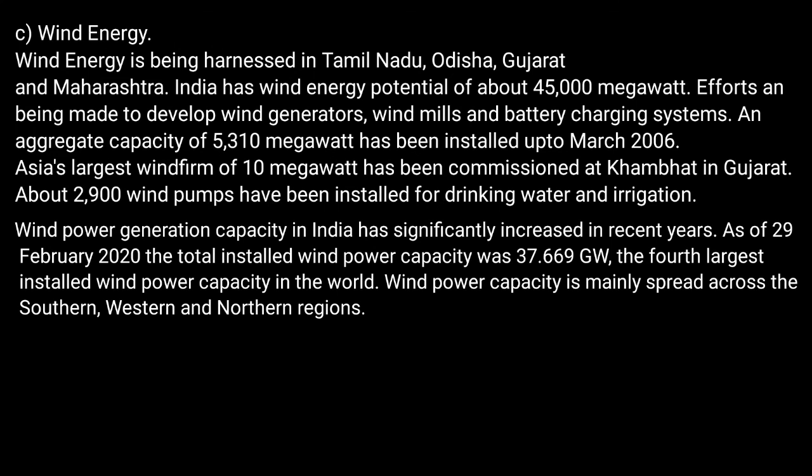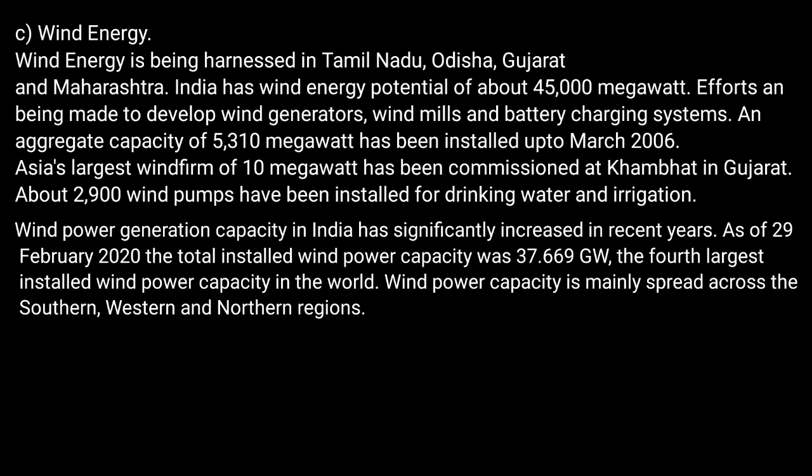Now wind energy is being harnessed in Tamil Nadu, Odisha, Gujarat and Maharashtra, and India's wind energy potential is about 45,000 megawatt. Efforts have already been made to develop wind generators, windmills and battery charging systems. In aggregate, 5,310 megawatt had been installed up to March 2006. Asia's largest wind farm of 10 megawatt has also been commissioned at Khambhat in Gujarat, and about 2,900 wind pumps have been installed for drinking water and irrigation also.